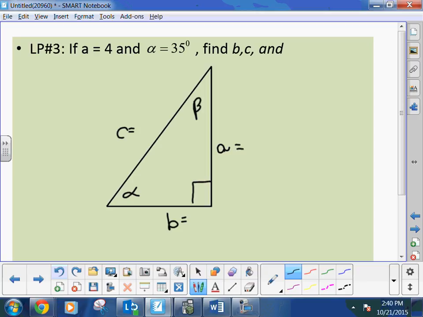Now, let's fill in the stuff that we know. We know that A is 4. We also know that alpha is 35 degrees. And we're going to start by finding everything else. The easiest thing to do is that if you're given an angle, then you can use the complementary angle theorem to actually go ahead and solve the other angle, which would be 90 minus 35 degrees, resulting in an answer of 55 degrees. So my beta is going to be 55 degrees.